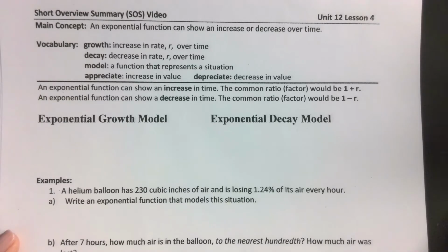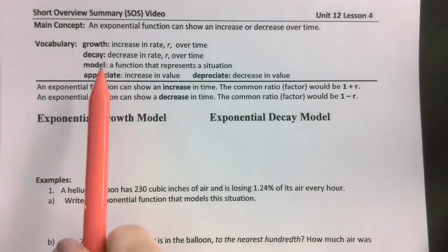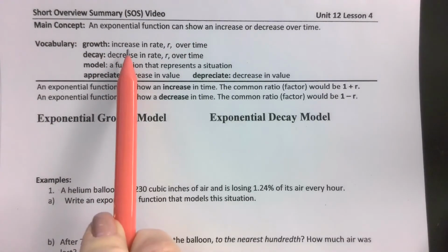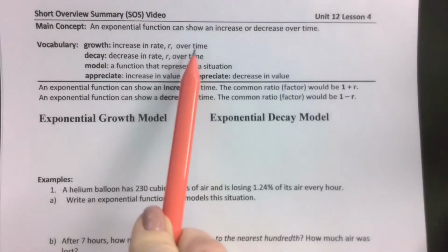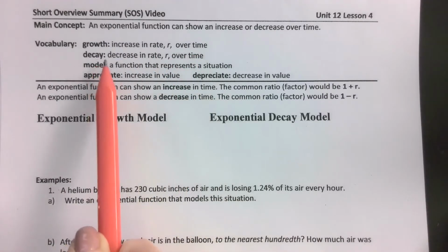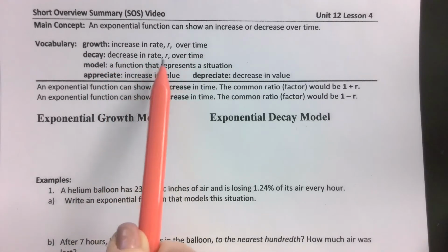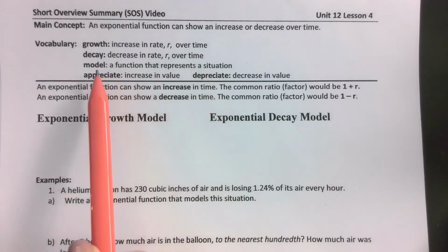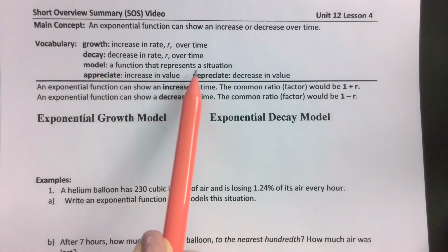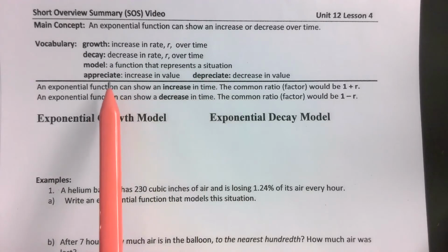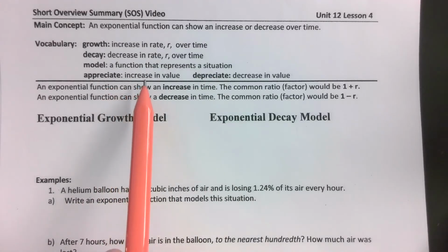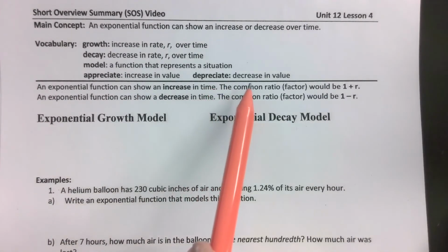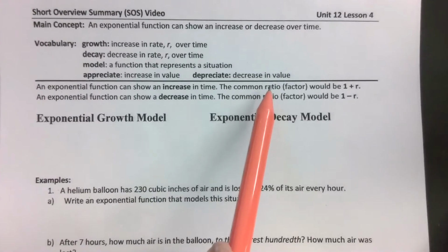The main concept of this lesson was that exponential functions can show an increase or decrease over time. Important vocabulary to remember: growth is an increase at rate R over time. Decay is where there is a decrease at rate R over time. A model is a function that represents the situation presented. To appreciate is to increase in value, and to depreciate means to decrease in value.